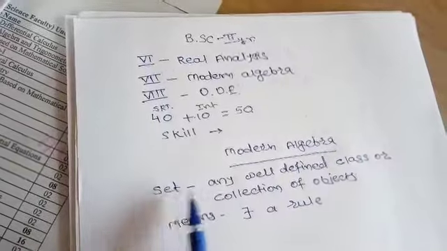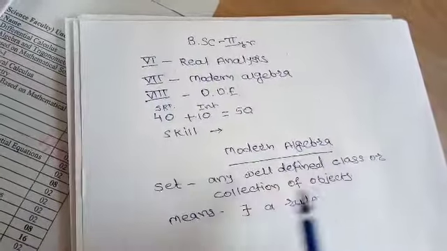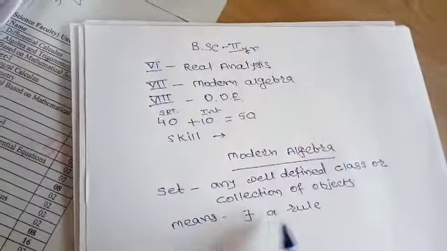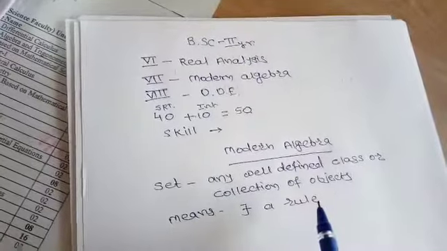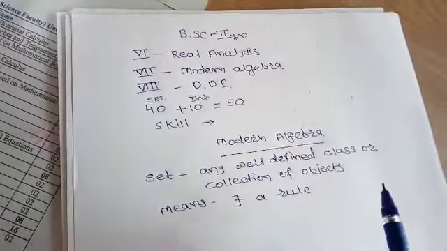What is meant by set? Set is any well defined class or collection of objects. Well defined collection of objects means there exists a rule by which we can identify that the given object or element belongs to that set or not. For example, suppose we are considering a set.